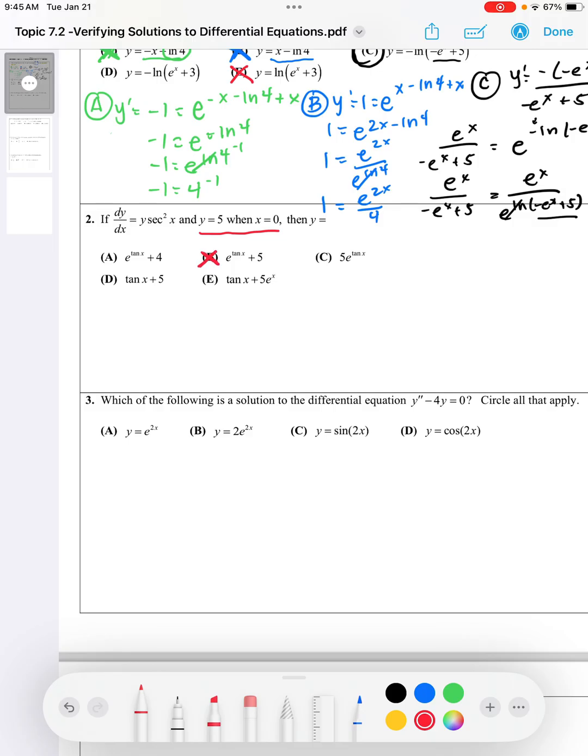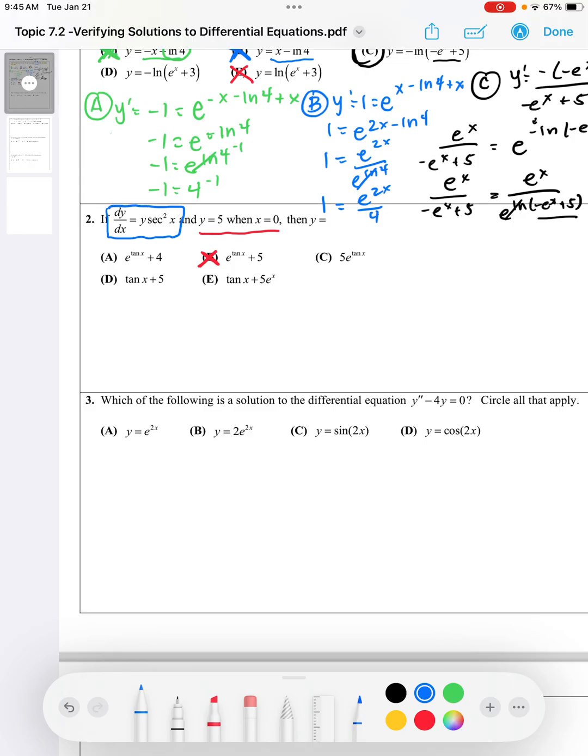Here, e to the 0 is going to be 1 times 5. That would work. It would work over here as well. And 0 plus, tangent of 0 is 0 plus 5, e to the 0. It would also work there. So the only one we can cross off is B. Now we're going to go ahead and use this differential equation to figure out which one's going to end up matching in there.